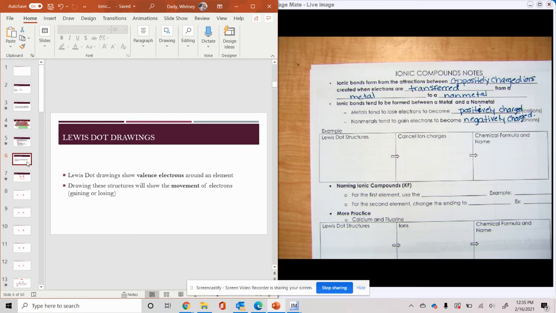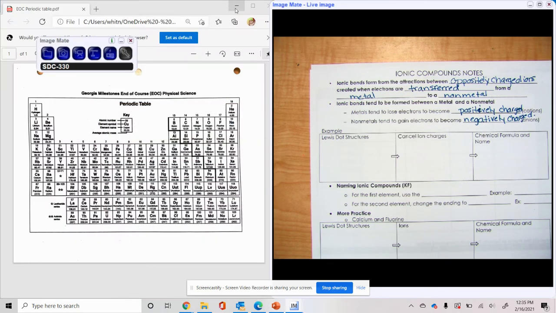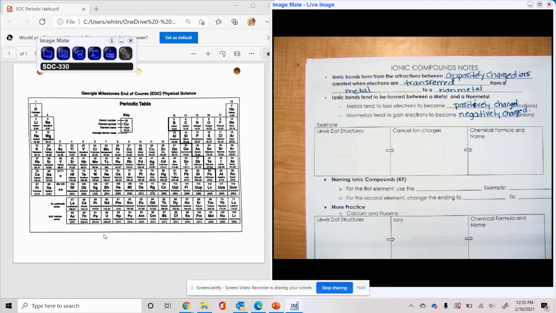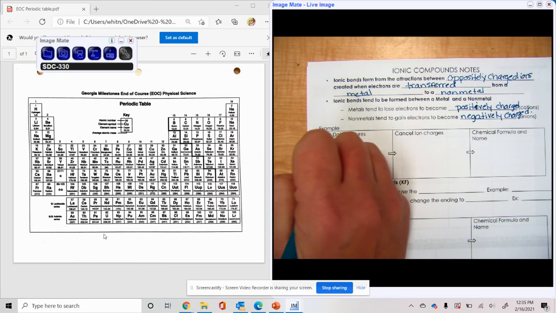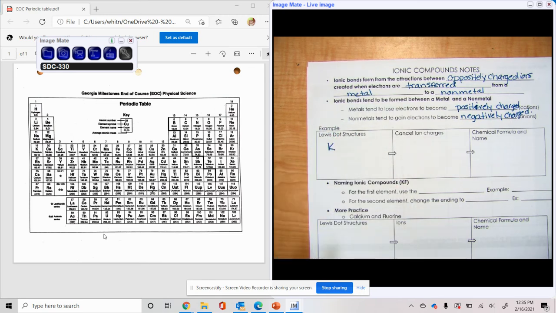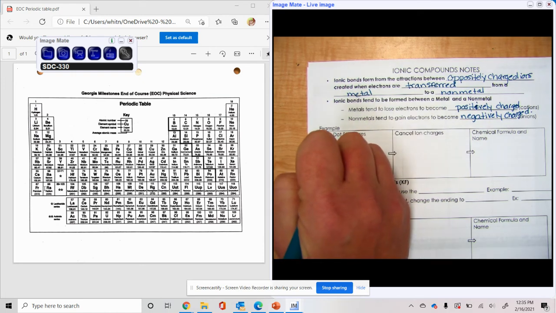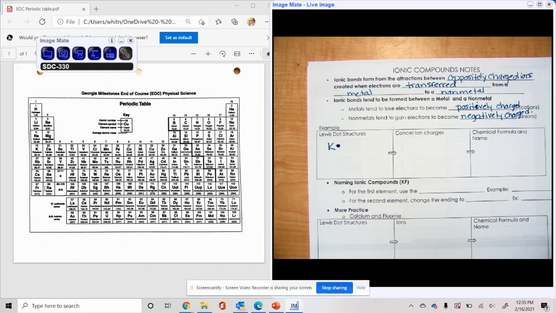So let's look at potassium and fluorine. The first thing I want you to do is look at your periodic table. I'll pull mine up here. Okay, look at your periodic table. And on here, make sure you know 1 plus, 2 plus, 3 plus, skip, 3 minus, 2 minus, 1 minus, zip. Okay, and I'm going to draw my Lewis dot structure for potassium. So I'm going to write K. Now, K is in the first column, so it's going to have 1 valence electron. Demonstrate this with 1 valence electron.